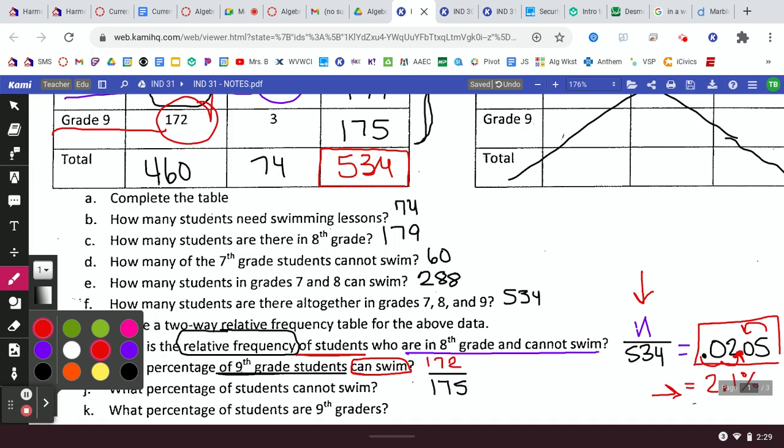So in this case, remember I said your of or your whole isn't always going to be that big 534 number. In this case, it just wants to know of the ninth graders, how many of the ninth graders can swim. So swimming ninth graders on top, all of the ninth graders on bottom. And Camden, what do you get there? I don't care if you tell me percentage or decimal, either one. 98.3%. Okay.